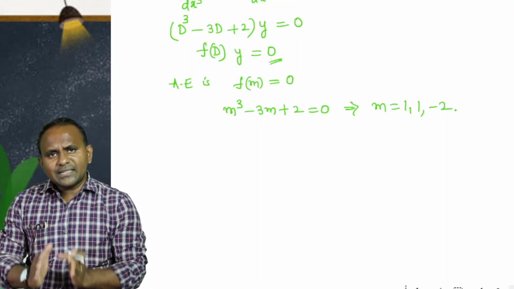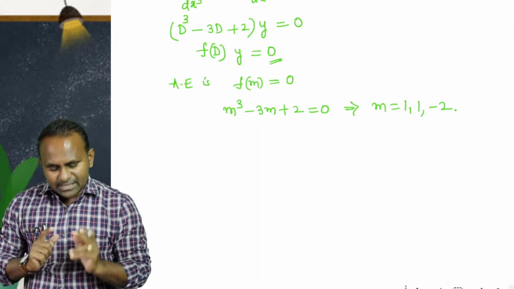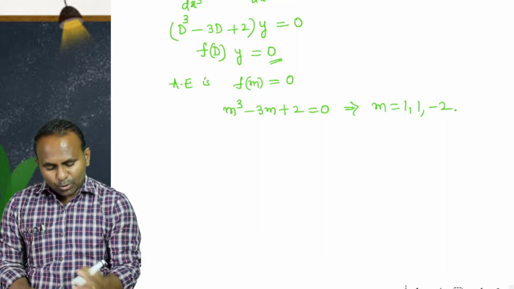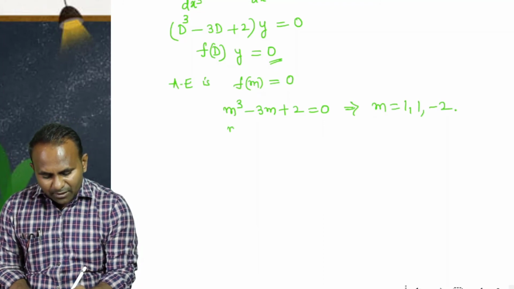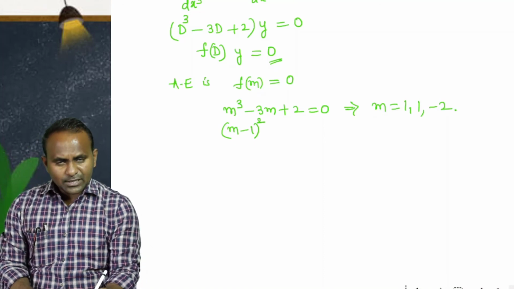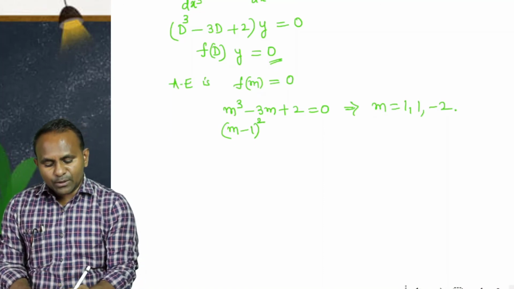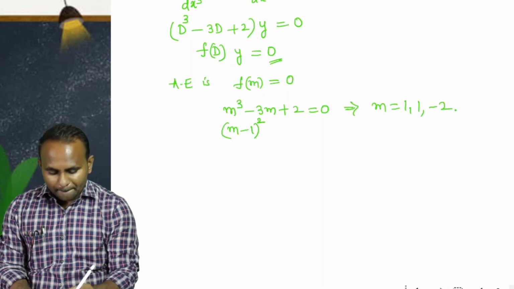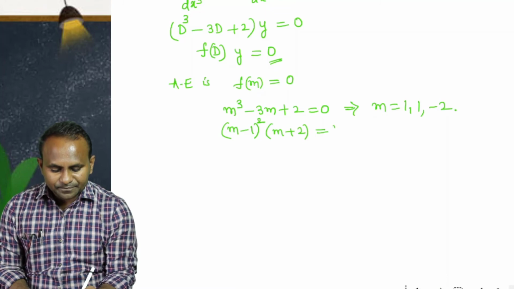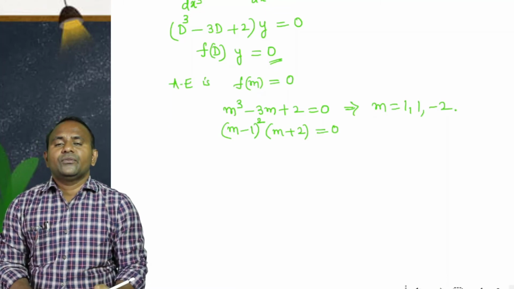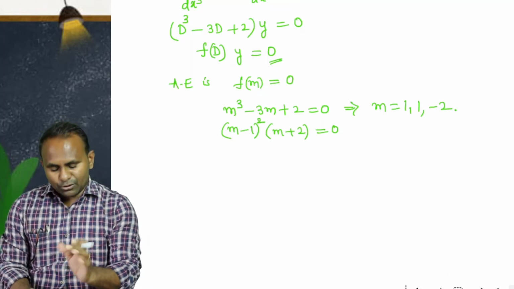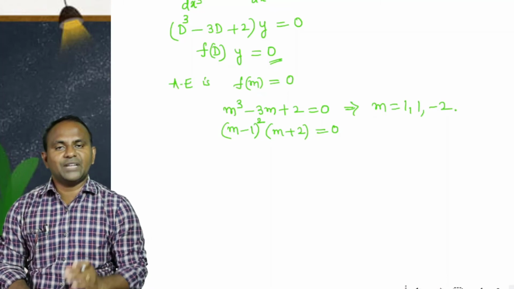I always insist that you write one more step in between. Before writing the roots, write the factorization of the polynomial. It is always recommended. Since 1 is a root twice, (m minus 1) whole squared will be a factor of this polynomial. And minus 2 is a root, so (m plus 2) will be another factor. Firstly write this, and then write the roots 1, 1, minus 2, even if you are using synthetic division. This step is mandatory. Keep on writing that step.